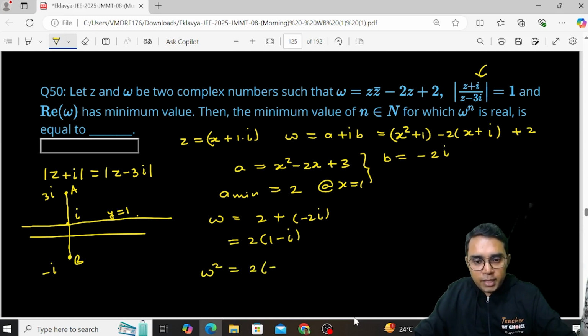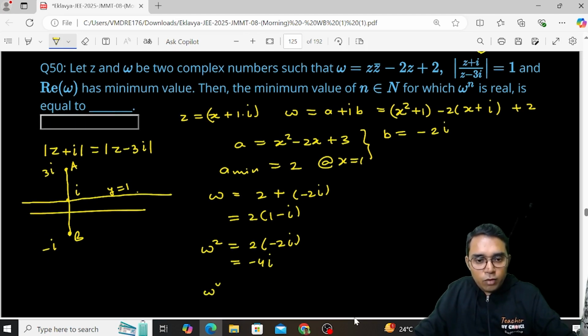2 into, I think, minus 2 iota. 1 plus iota square is 0, minus 2 iota, that is minus 4 iota. So I think the minimum value of this, so that omega power n is real, will be when n is equal to 4, then it will become, I think, minus 60. They are asking real. Okay, for power 3, once again you will find some terms of iota, so that will not be real. So that is the value of omega power 4. So n has to be 4 here.